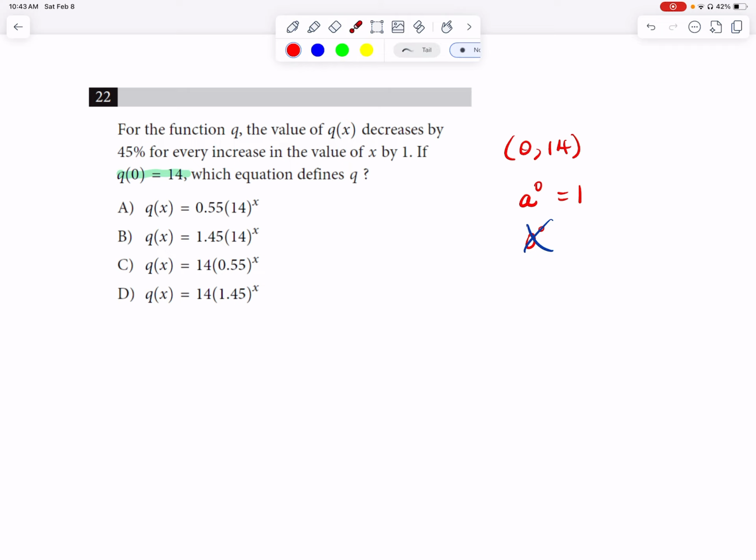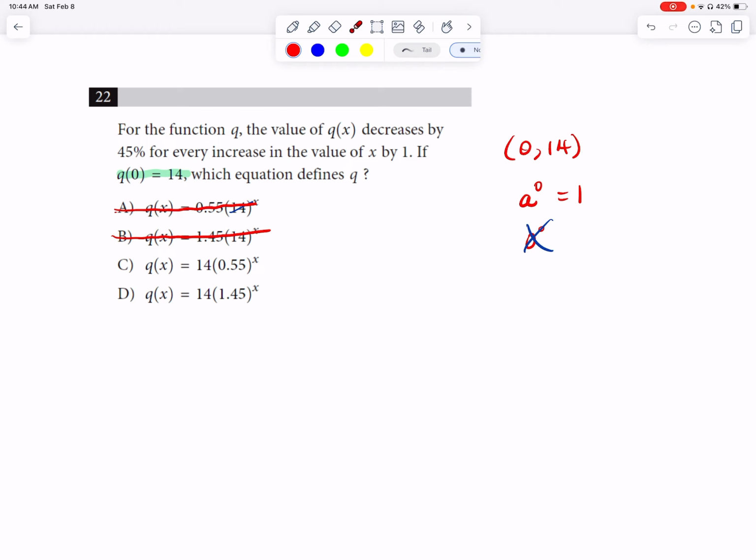So that's significant because you can, without a calculator, check and eliminate a couple of these answer choices. For example, if I plug in 0 right here for my x value, this is 14 to the 0 power, that's going to be the number 1, and it's just going to be multiplied times 0.55. So basically you get 0.55. That is not the number 14, so this one goes away. Likewise, so does B for the exact same reason. Again, if I plug in a 0 right in here, this goes to 1, and my answer is 1.45.